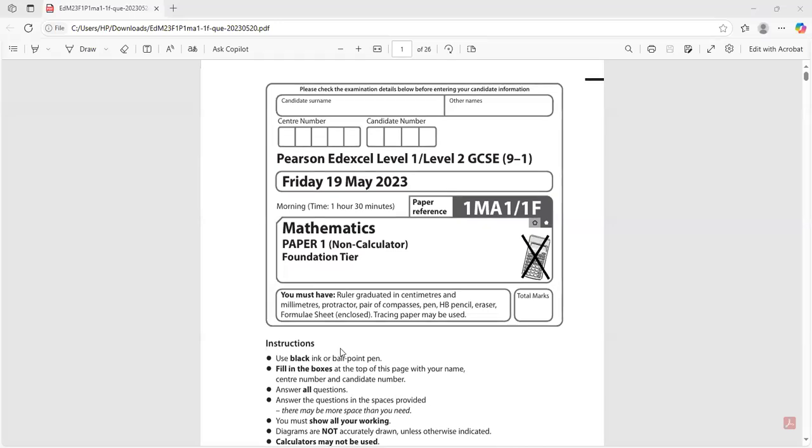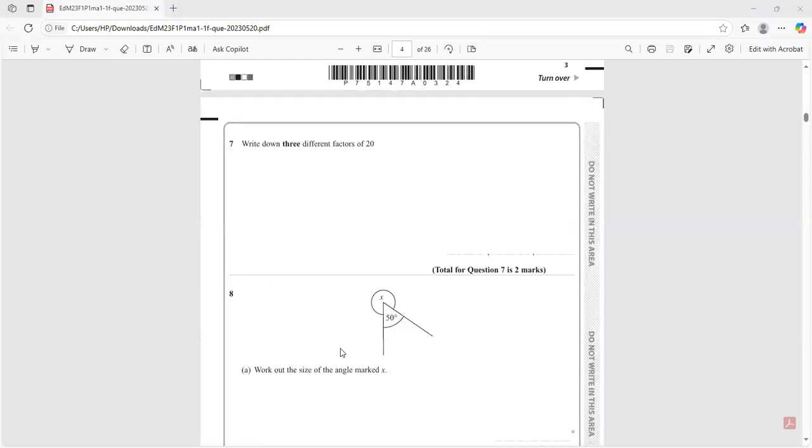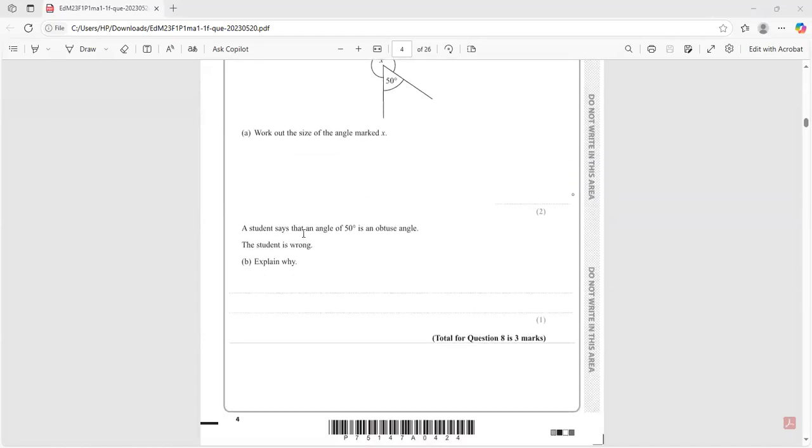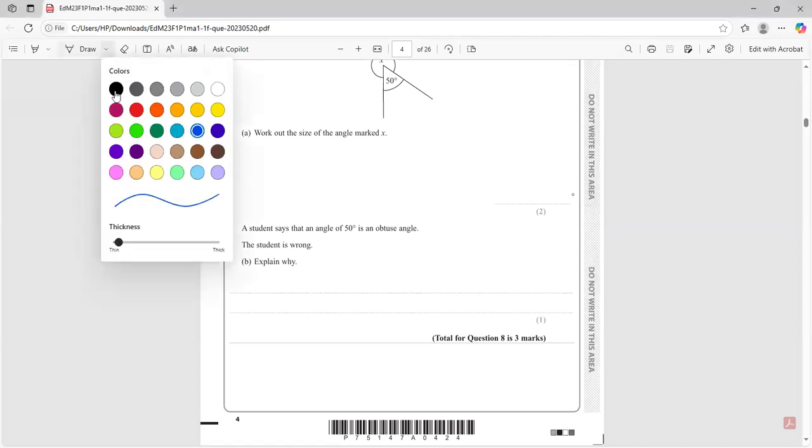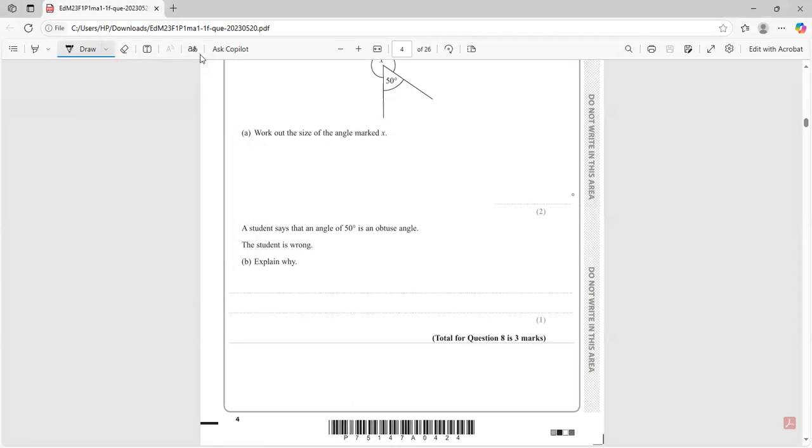Okay. All right, can you see my screen? Yes. Okay, good. So I think this is where we were. This is where I stopped, where it's talking about a student's assumption that an angle of 50 degrees is an obtuse angle. So let's quickly look for a pen to go with. Okay, we're doing black.